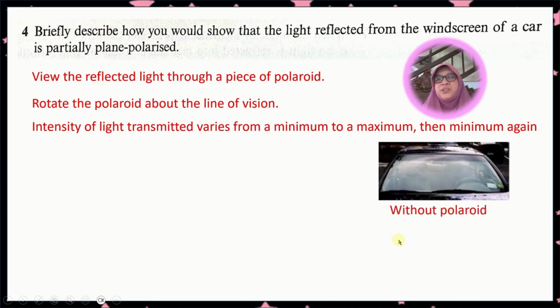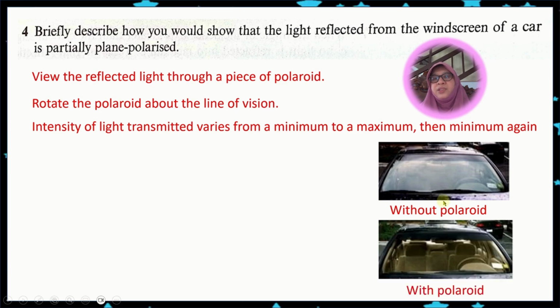This diagram helps you imagine. This is the example of the windscreen of a car. We use a Polaroid in the second diagram, so we see a clearer view compared to the first one. The first diagram observes the reflected light without Polaroid, but the second one views the reflected light using Polaroid.